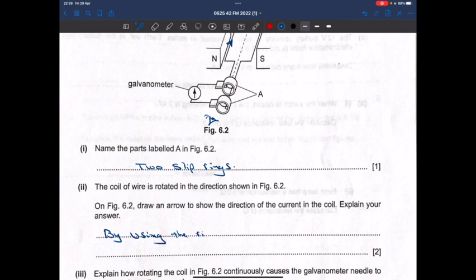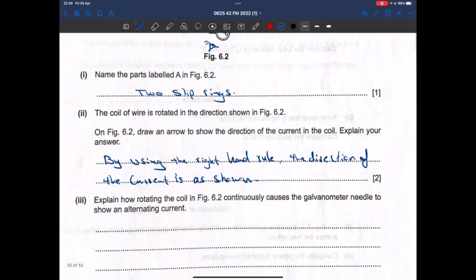the right hand rule, the direction of the current is as shown. Okay, fine. That was this question.